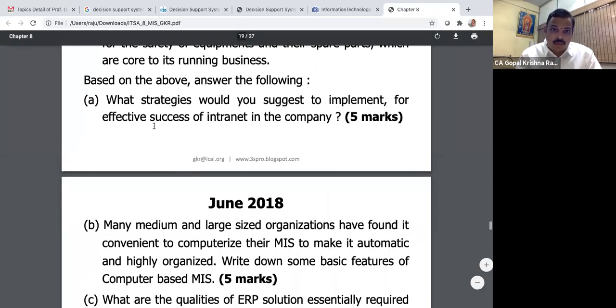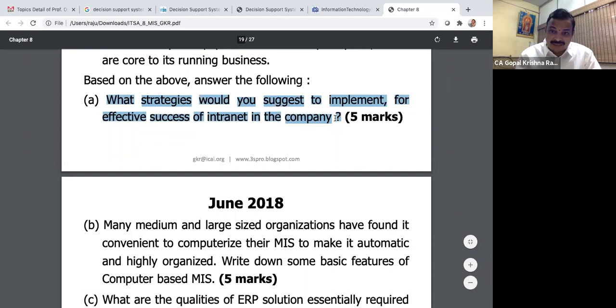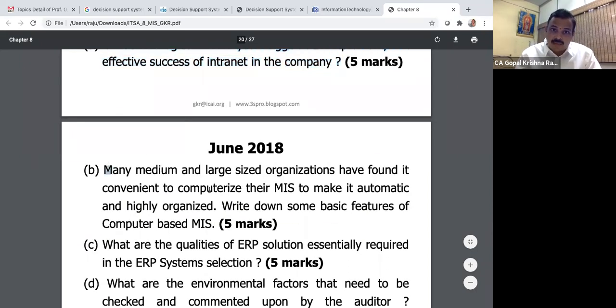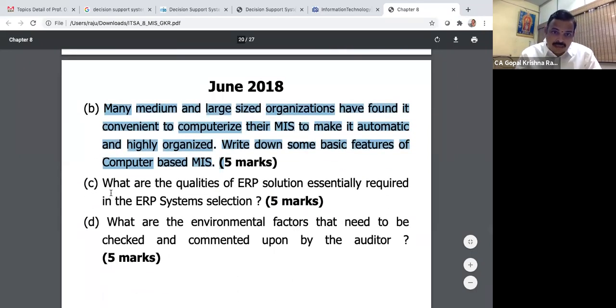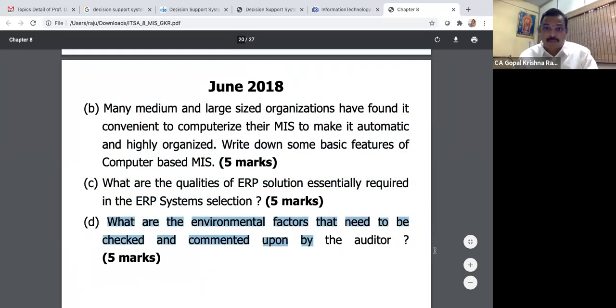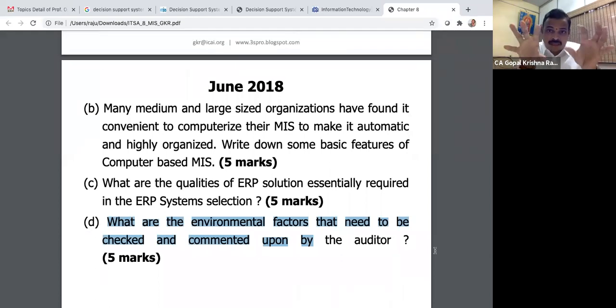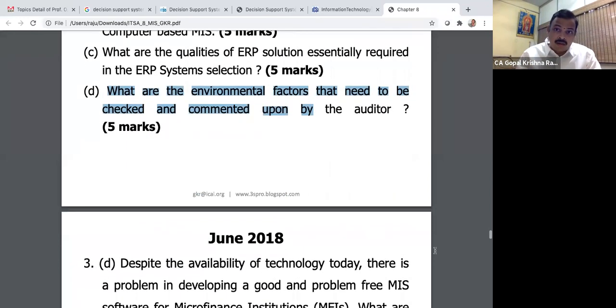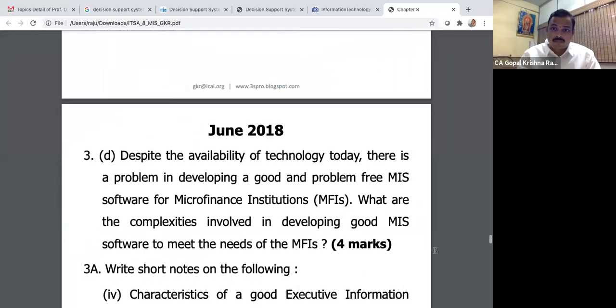For example, please look here. Intranet is about chapter number 7. MIS is chapter 8. ERP is chapter 9. And the environmental factor that needs to be checked and commented upon by the auditor is chapter 11. So almost all chapters they have merged together and put a question. So that kind of scenario also can happen.